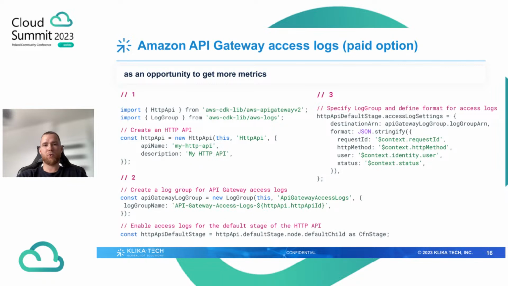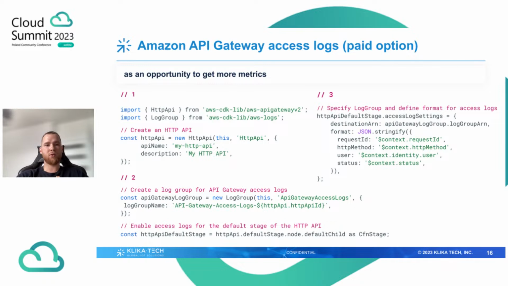We can enable access logs using CDK by following a few simple steps. First of all, we should create an HTTP API. This is step number 1 on the slide. Then we have to configure a CloudWatch Logs log group for our API. And finally, pay attention to step number 3. We should specify our log group for access logs and define its format. The format could contain different fields. In our case, we will have request ID, HTTP method, some user info, and status of our response.